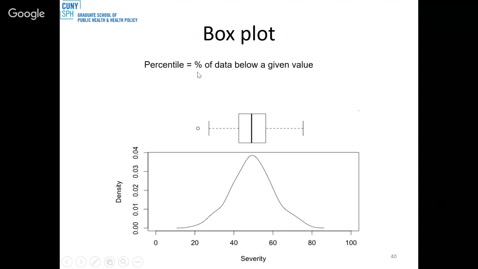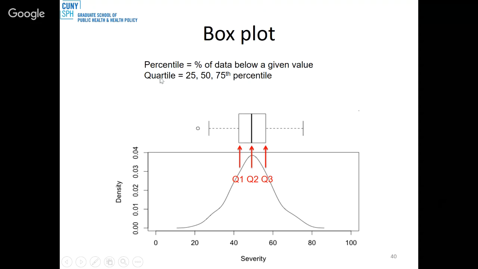A percentile is the percentage of data that lie below a given value. So if I say that someone had pain severity in the 90th percentile, it means that they had pain that was more severe than 90% of the people in this study. If I say that they had pain severity at the 50th percentile, that means that it was more severe than half of the people and less severe than the other half.